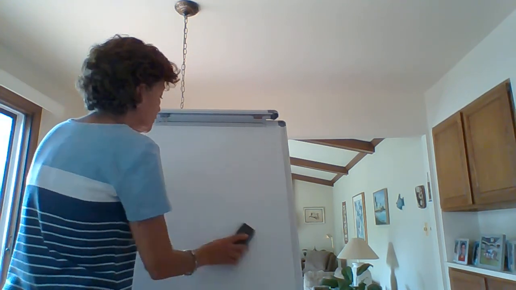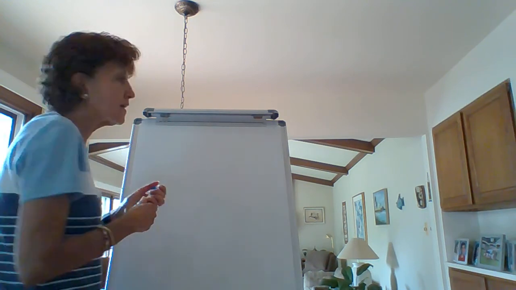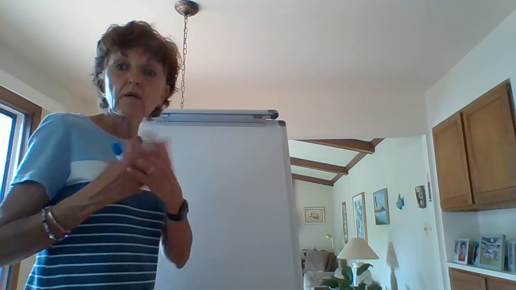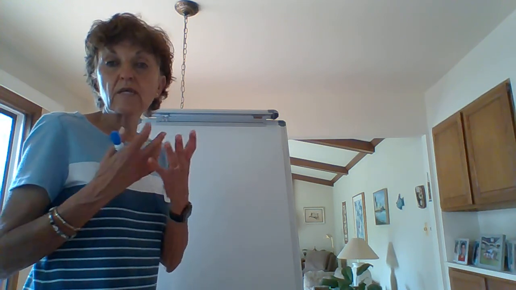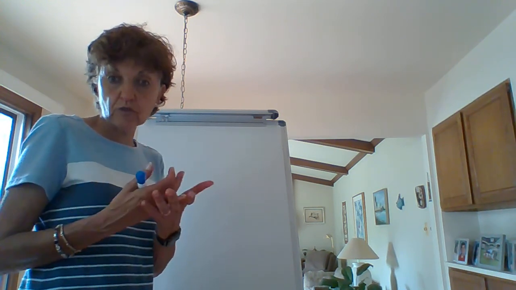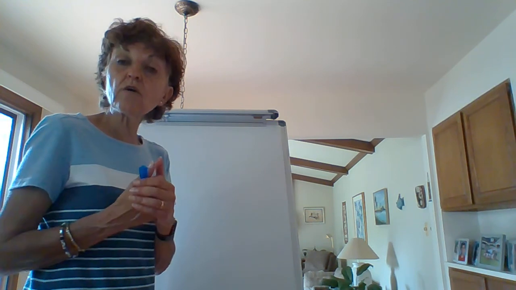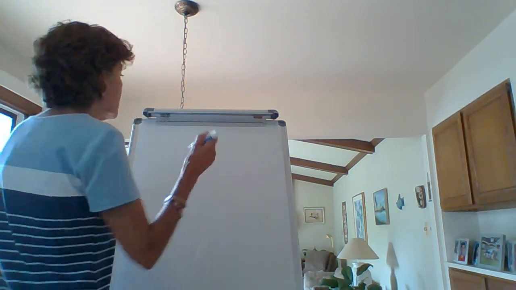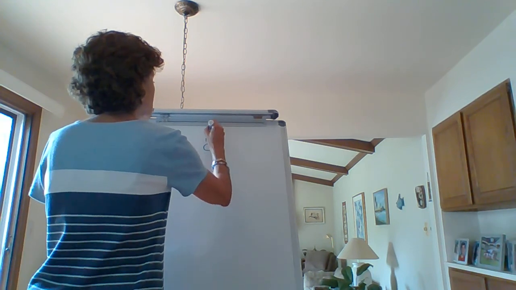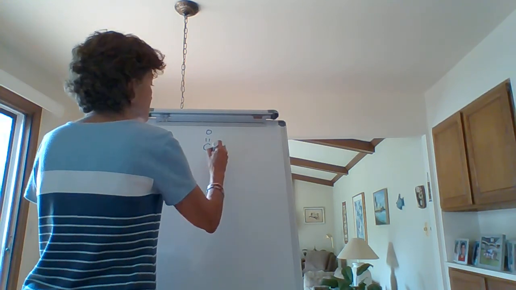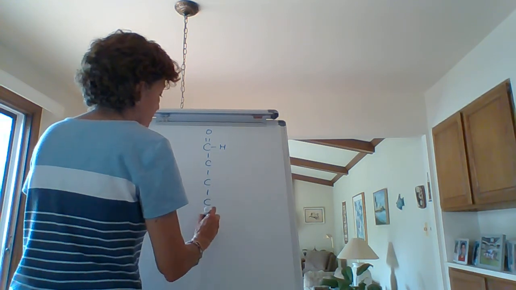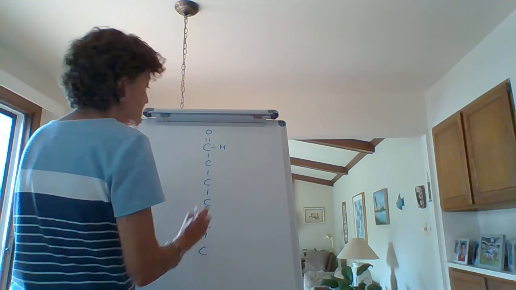Now let me show you what galactose looks like. Galactose, like I told you, is part of lactose, which is a disaccharide, and that is milk sugar. Galactose is also an aldohexose, just like glucose is. And this would be the structure of galactose. This is carbon 1, carbon 2, carbon 3, carbon 4, carbon 5, carbon 6.